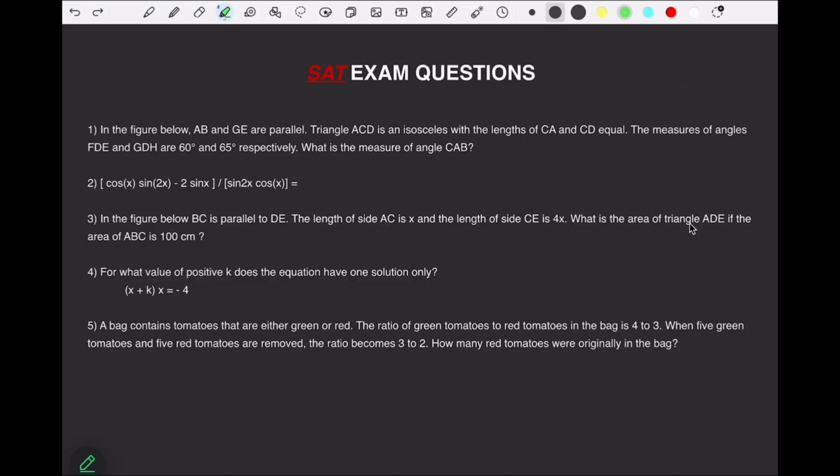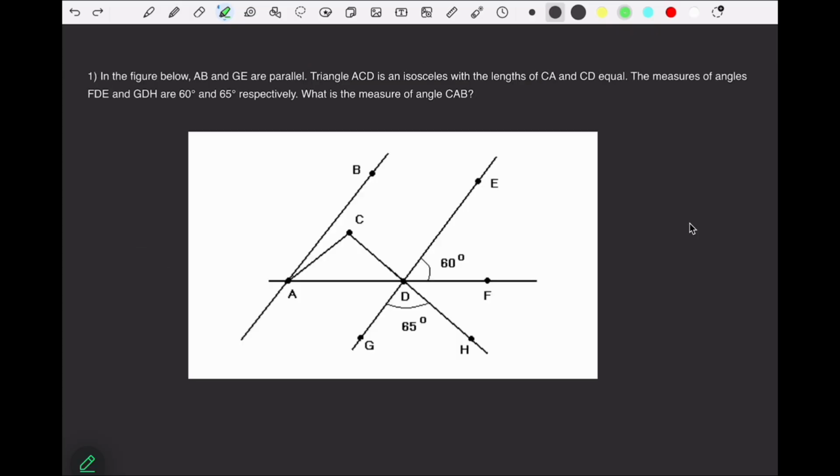Let's dive into the solutions. In the first question, we have to find the angle CAB. The known details are AB and CE are parallel and triangle ACD is an isosceles triangle, so that CA and CD are equal in the isosceles triangle, and the angles of FDE and GDH are 60 and 65 respectively.